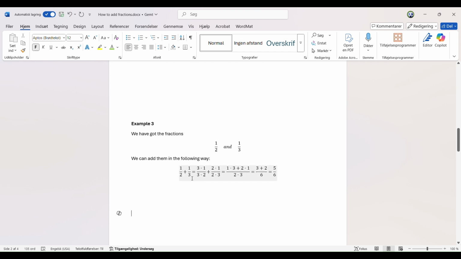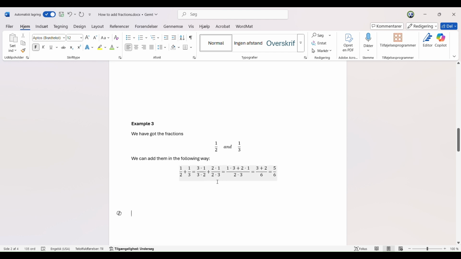So we take this number 3 and we expand the first fraction by it. And then we take the second fraction, and then we expand it by this denominator 2. So 3 times 1 over 3 times 2. And then we say 2 times 1 over 2 times 3. Now you can see that 3 times 2 is the same as 2 times 3, that's 6.